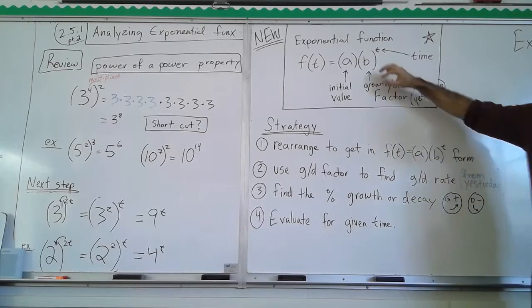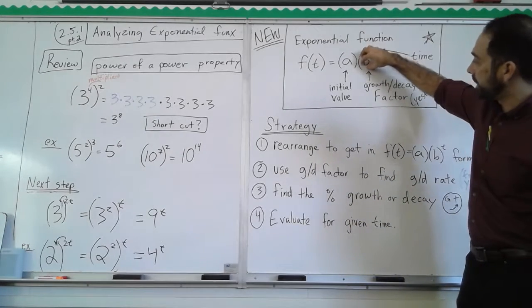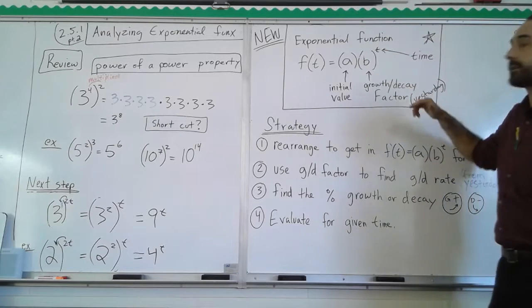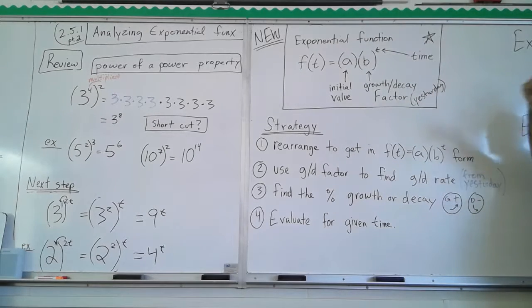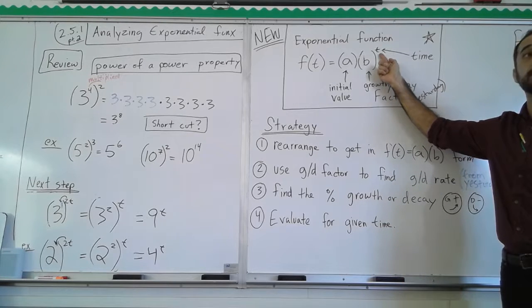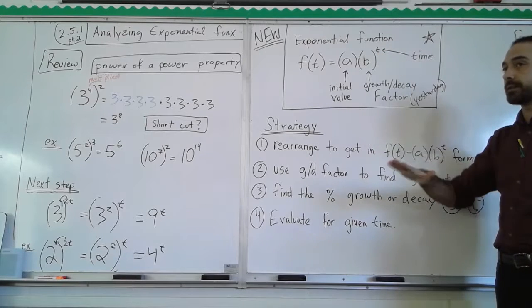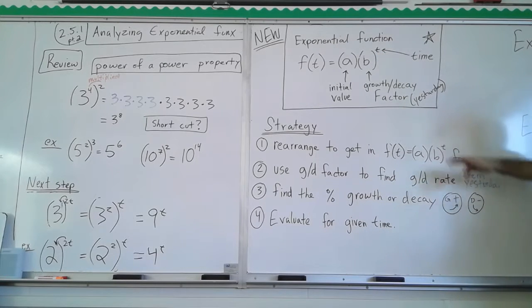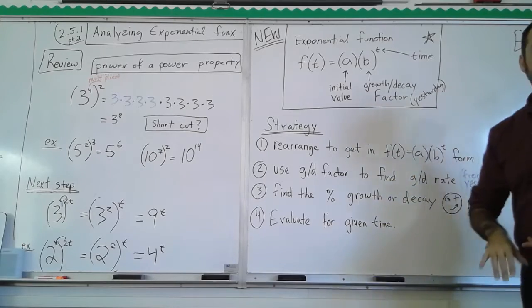So a lot of what we have to do for homework and classwork is looking at the growth decay factor. The thing is, we have to have it in this form. We can't have a 2t out here. We can't have an 8t. It just has to be a t exponent. That's it. So the first step, rearrange to get into the form f of t equals a times b to the t power. So we need to first rearrange it. And we're going to look at some practice problems on this side.